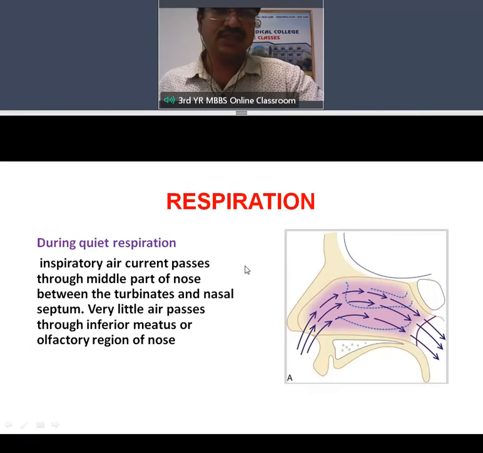So first function is the respiration. We all know about the respiration, both inspiration and expiration. Majority of the air will pass through the middle turbinate area, between the middle turbinate and the nasal septum. So medially nasal septum and laterally middle turbinate. Very little air passes through the inferior meatus or olfactory region of the nose. So upper one-third and lower one-third get very little, but the major stream of the air will pass through the middle part of the nasal cavity. So that is during inspiration.